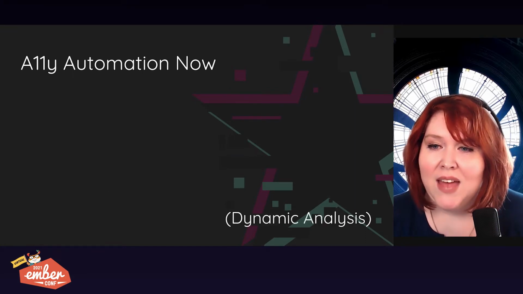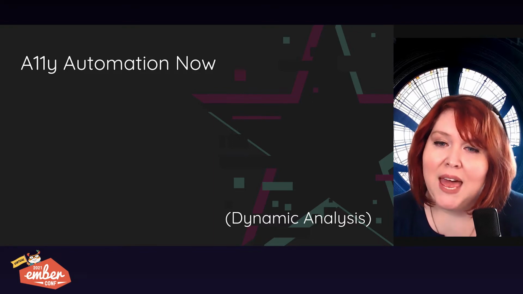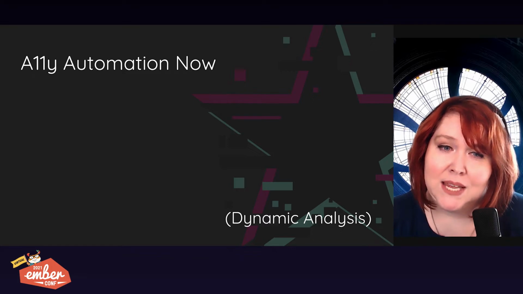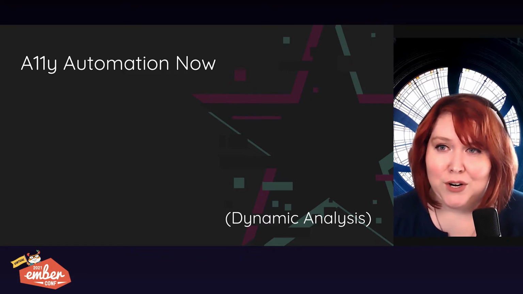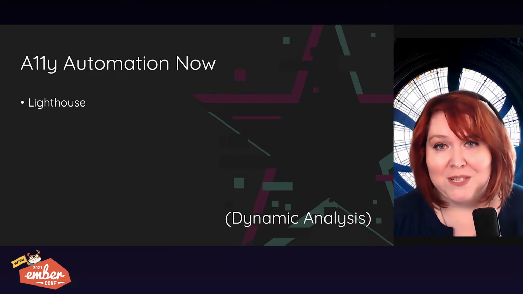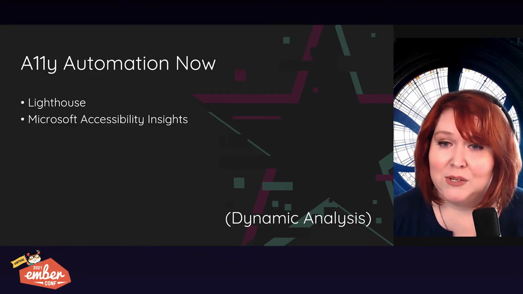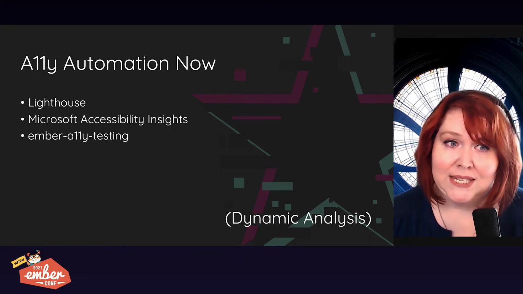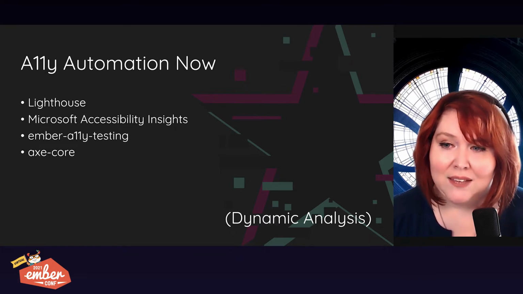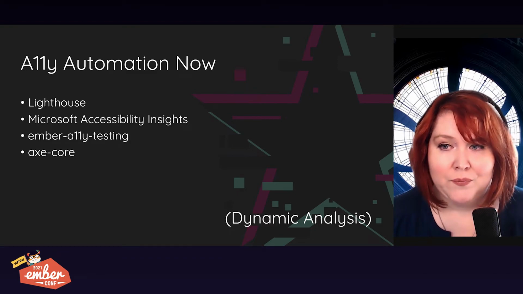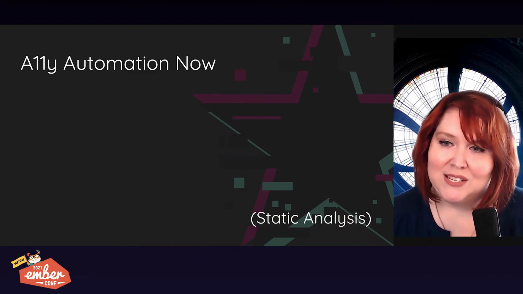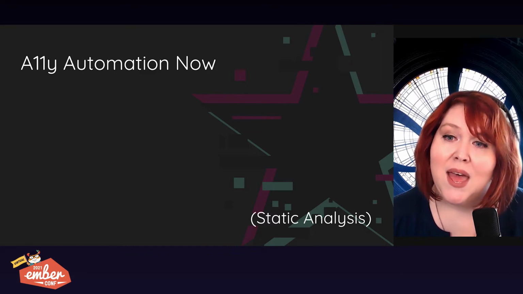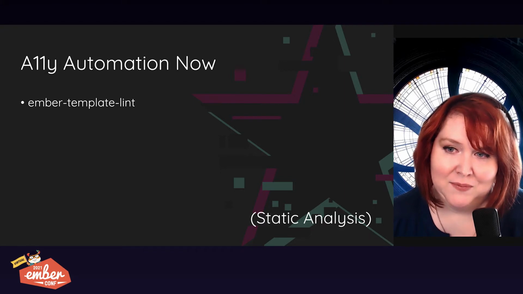Today, developers have access to automated testing through the Axe-core library that can be integrated into our CI and CD mechanisms that are already used to test and deliver our code. We have a lot of options too. We can use Lighthouse, or Microsoft's Accessibility Insights, or the Ember A11y testing add-on, or even the Axe-core library itself. For static analysis, of course, we can use ESLint, although it doesn't have any accessibility support, and we can also use EmberTemplateLint.